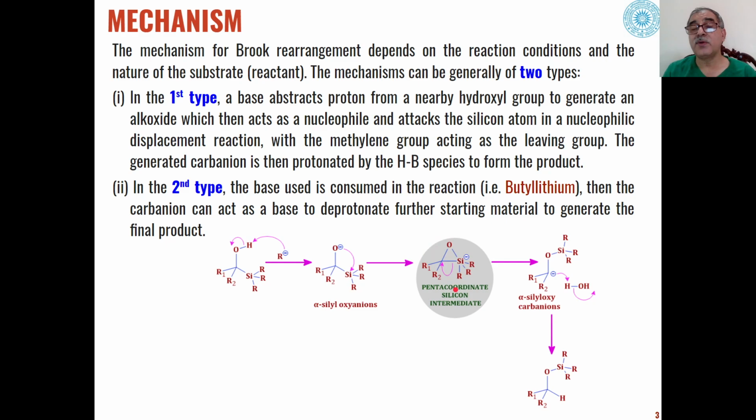Similarly, in 1,4 Brook rearrangement, as you have seen in the previous slide, the intermediate formed will be a penta-coordinate, but it will be a five-membered cyclic ring in that case. So the overall mechanism of either 1,2, 1,3 or 1,4 Brook rearrangement is the same.